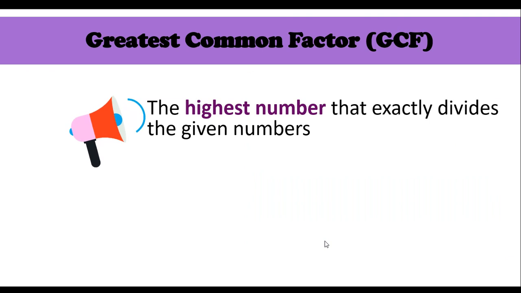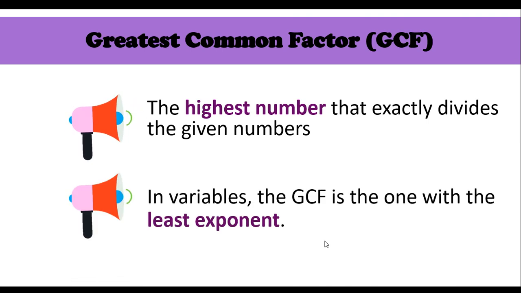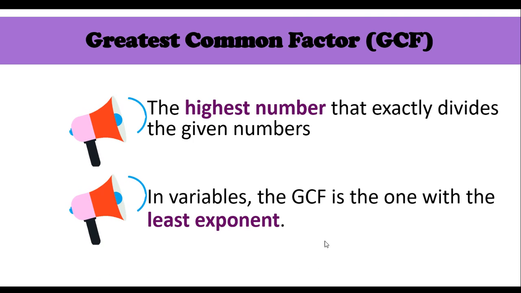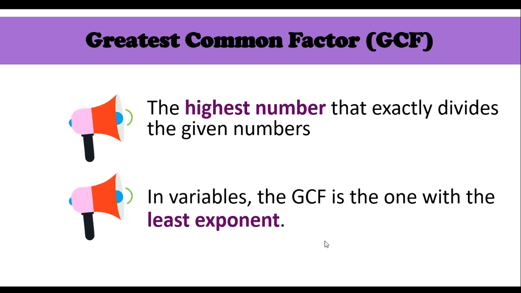Also, we have to remember two things about the greatest common factor. When we say GCF, it is the highest number that exactly divides the given numbers. In variables, the GCF is the variable with the least exponent.